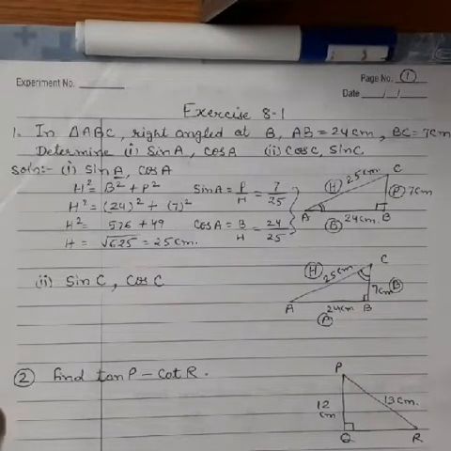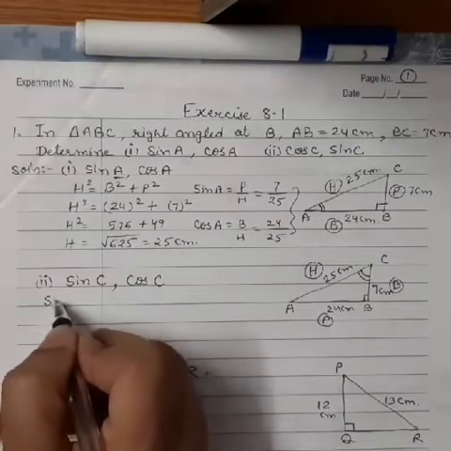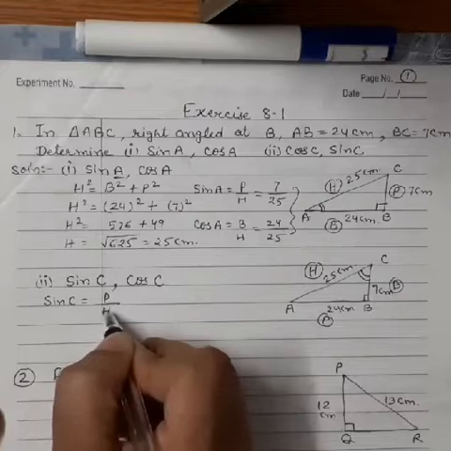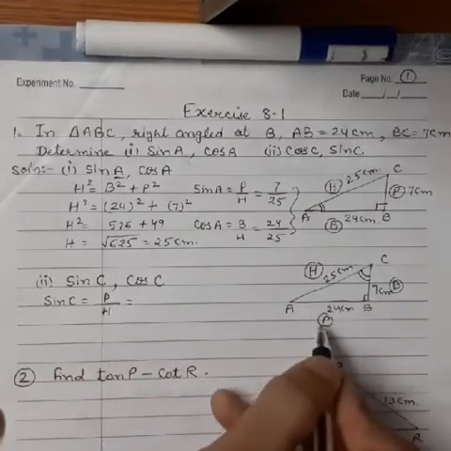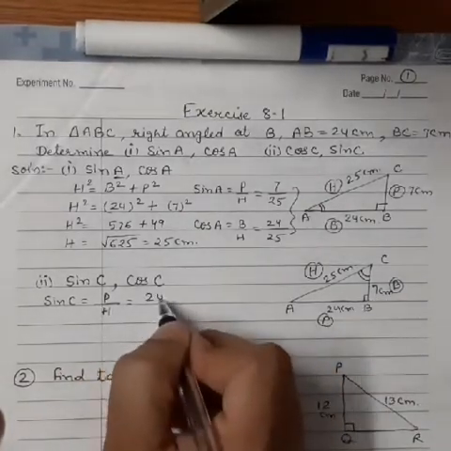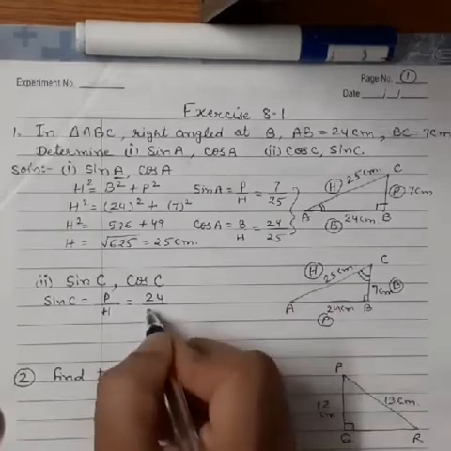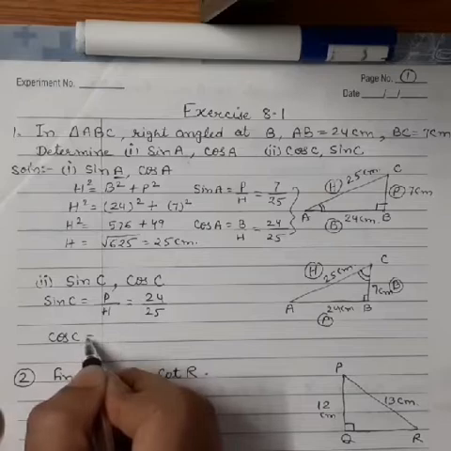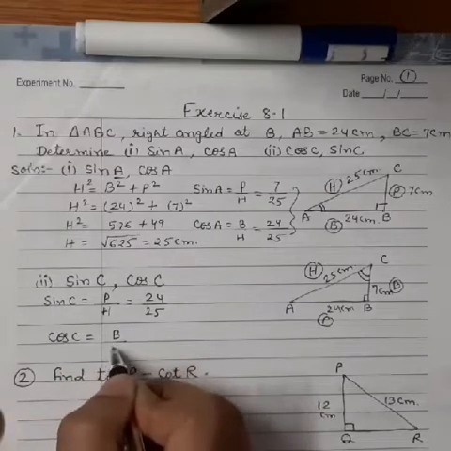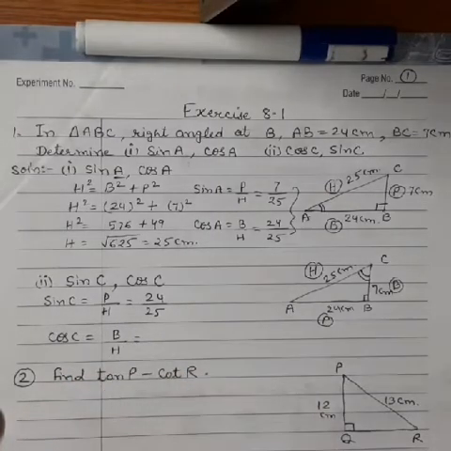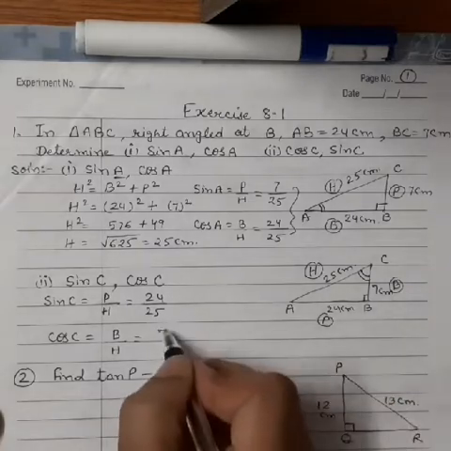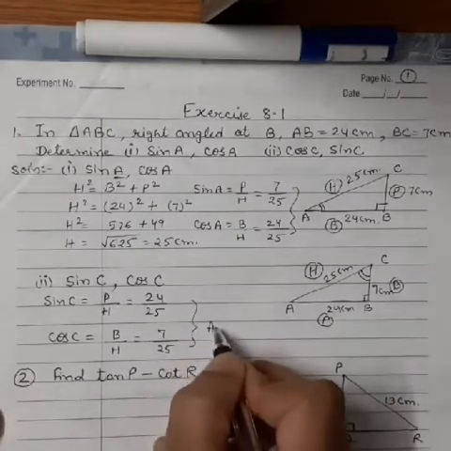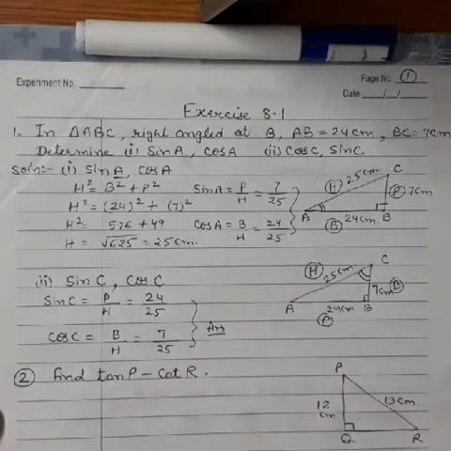Now you have to find sine C. This is P upon H. P is 24 upon 25. Then cos C is B upon H. B is 7 upon 25. This is your answer.